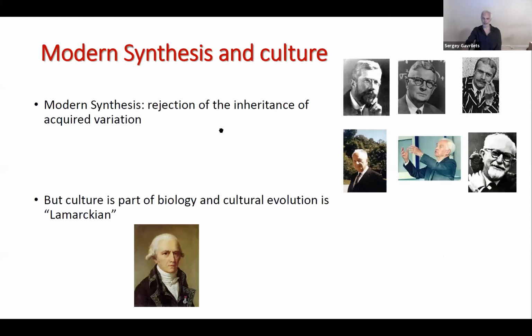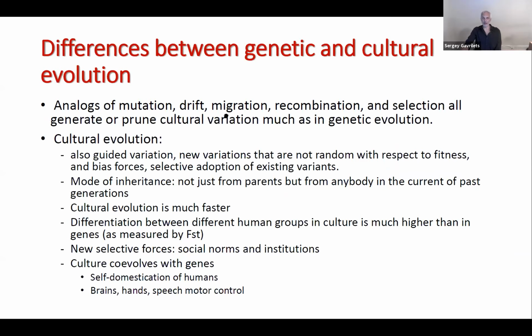I want to say that during the modern synthesis, the founders fought a very heavy battle and won this battle and rejected the ideas of inheritance of acquired variation. But culture is part of biology, and cultural evolution is clearly Lamarckian. I will return to this observation at the end of my talk. Okay, so culture and genes can both evolve, and there are many similarities. Things like mutation, drift, migration, and recombination happen both with genes and also with cultural traits. But there are some unique features of cultural evolution.